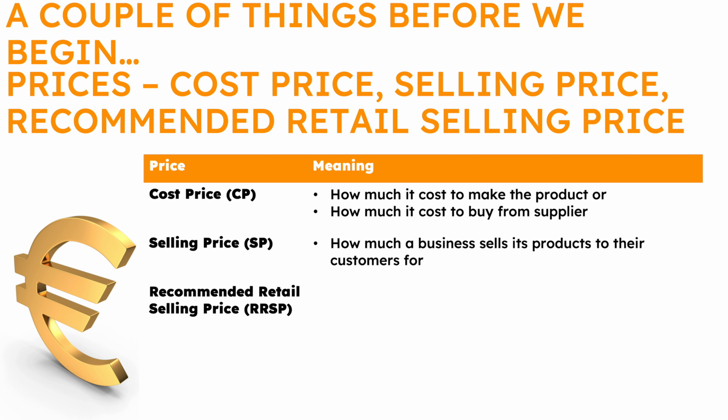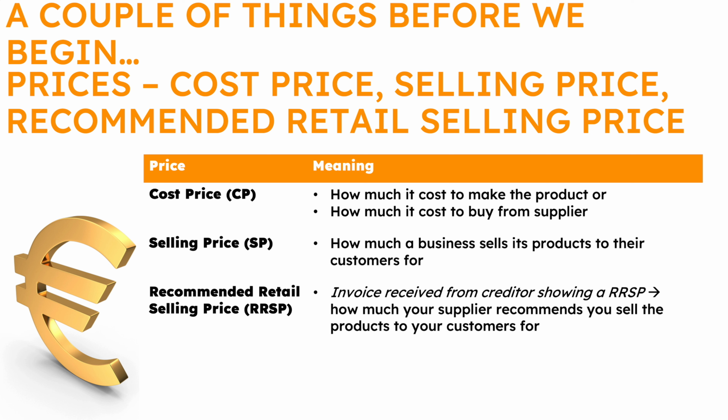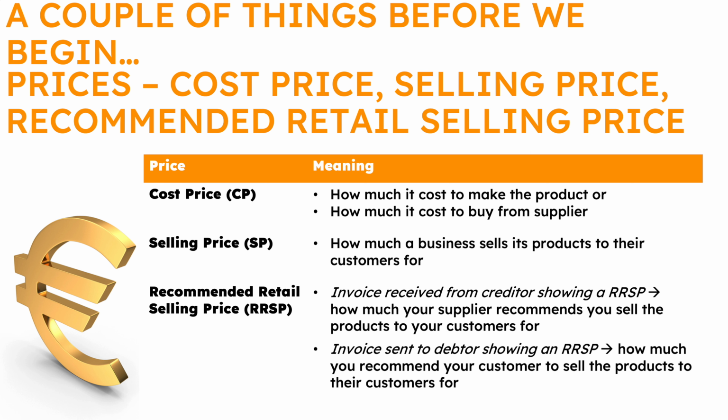Selling price then, how much a business sells its products to their customers for. And then lastly, we have recommended retail selling price, so RRSP. So we see this a lot in exams. If we received an invoice from a creditor showing an RRSP, this would be how much your supplier recommends that you sell the products to your customers for. And if it was an invoice sent to a debtor showing an RRSP, this means how much you recommend your customer to sell the products to their customers for.